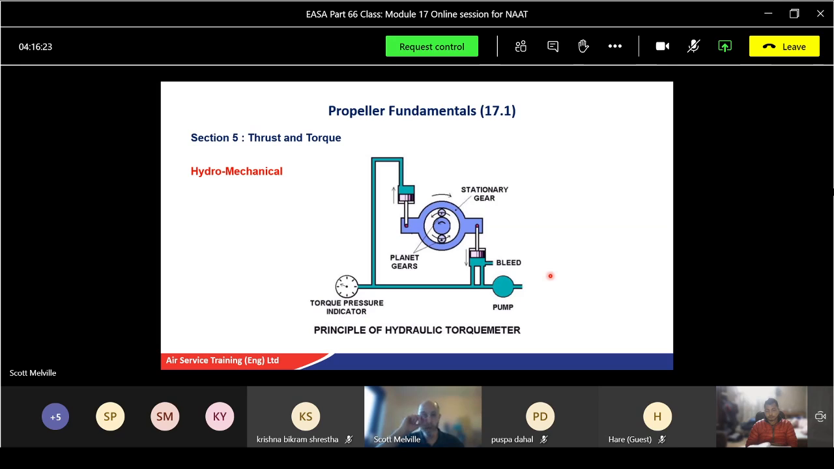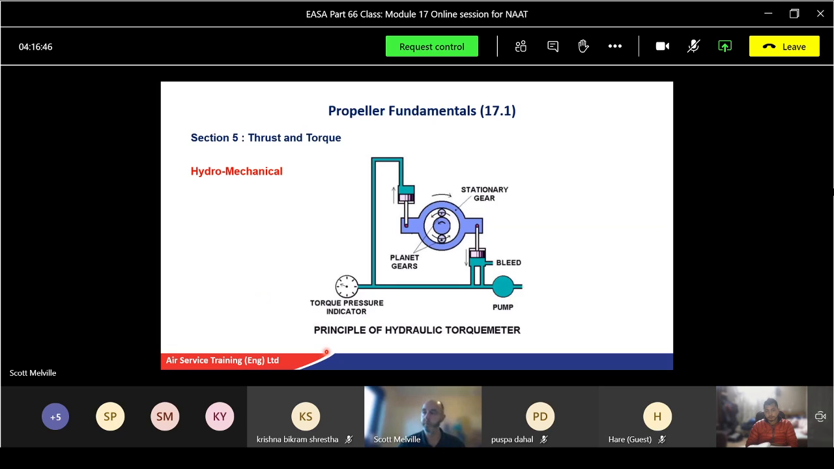I will try and get it animated at some point. It just takes a bit of time to get going. Okay, so you can see what's going on there. Rotating clockwise, these planet gears will start to move around, and the faster they move around, they'll try and move this stationary one in the opposite direction. Okay, purely by the mechanism of the gears.